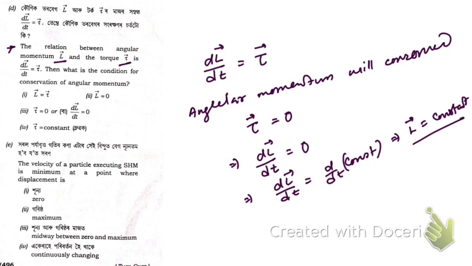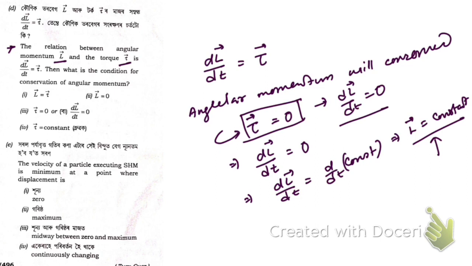So that means when the torque is equal to 0, then angular momentum is conserved. When this is 0, the time derivative of L is also 0. So which option is correct? Option number 3 is correct, so the answer is 3.